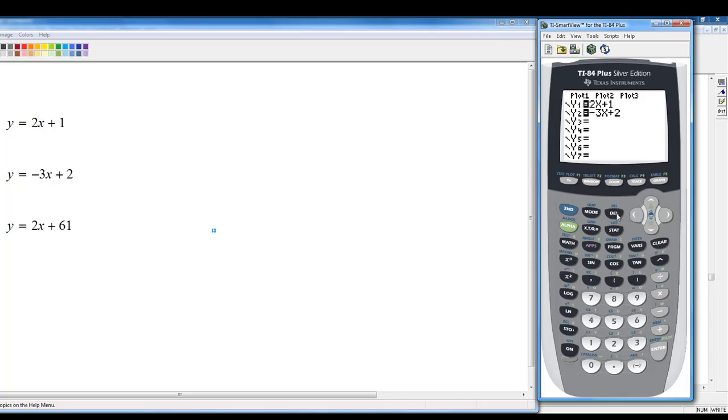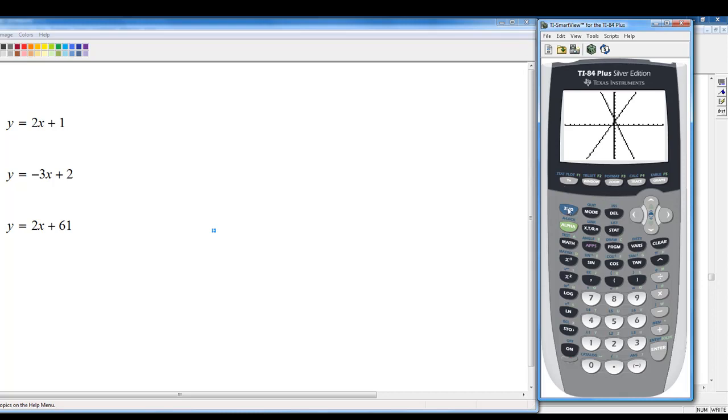So let's delete it and insert the negative sign instead. If I had done this to begin with, I wouldn't have had this problem. So now I will press graph. This is my first line, and this is my second line with a negative slope.